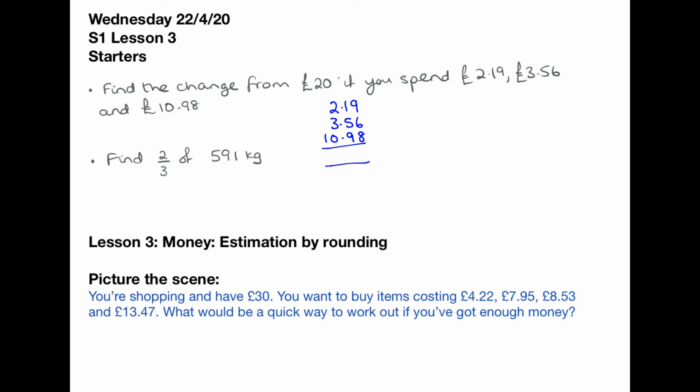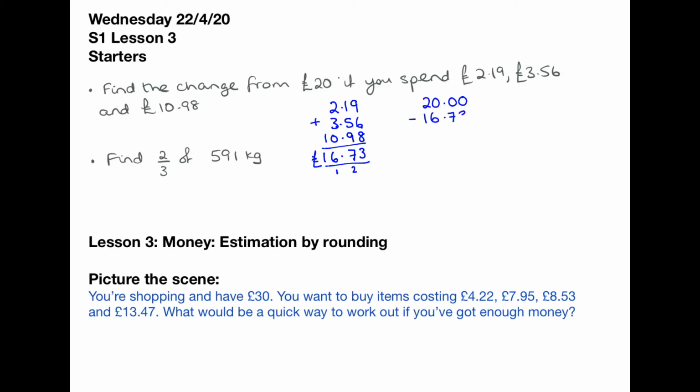Okay, so adding up from the right hand side, 9 and 6 is 15, add 8 makes 23. Then we've got 1 and 5 is 6, add 9 makes 15, add 2 is 17. Then 2 add 3 is 5, add 1 is 6. And then 1 is all we've got in that column. So our three amounts total £16.73.